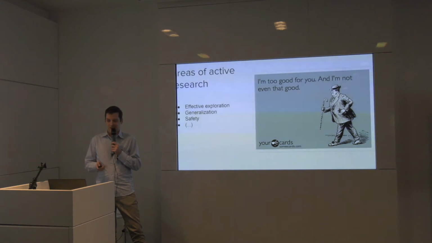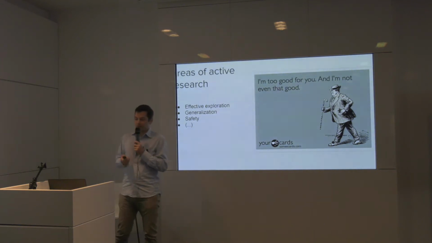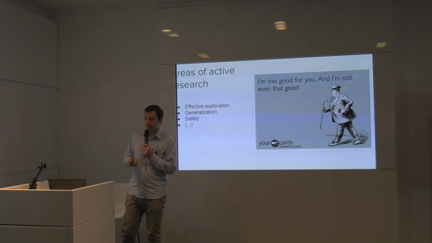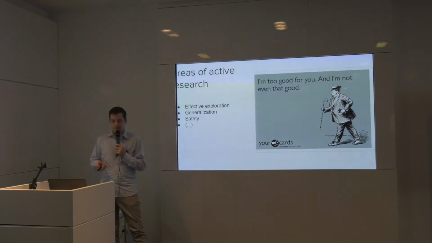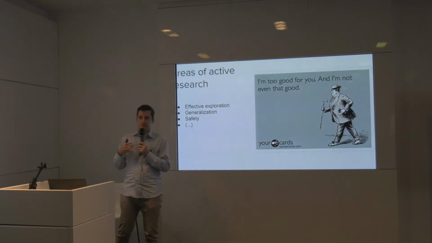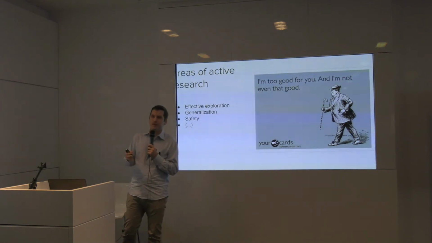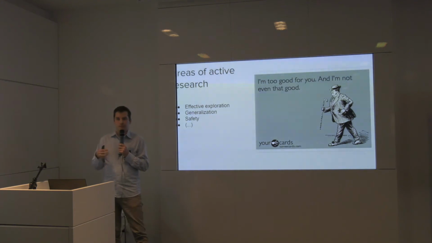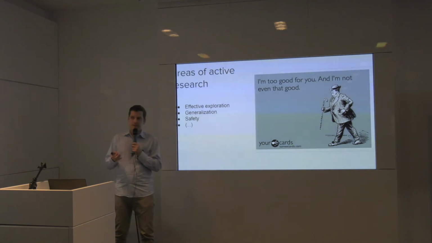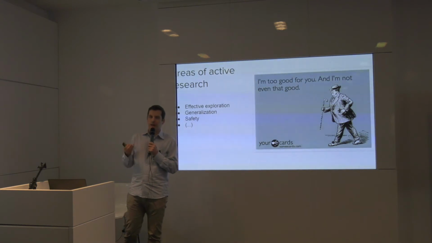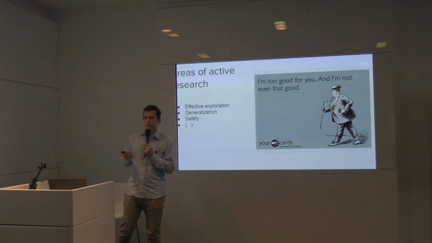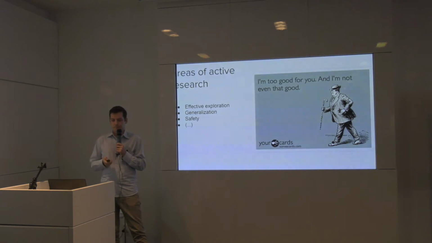There are areas of active research in reinforcement learning. One of them is the effective exploration problem. The other is how our agent, which is interacting with an environment, can generalize what it has learned. So imagine I can learn how to walk in this room, but does it really apply when I go out or to a different room? There are safety issues. I won't talk about that today, and there are many, many more. It's very active, really.